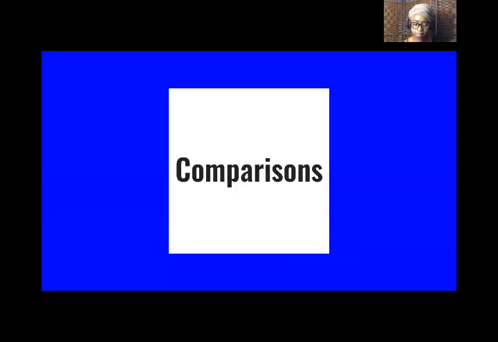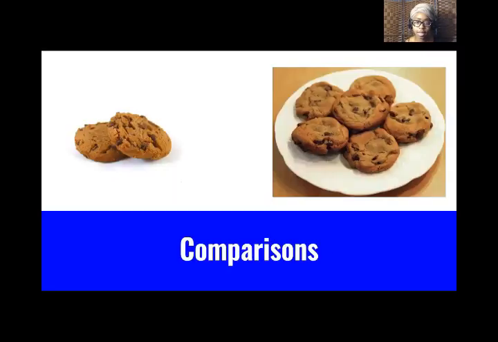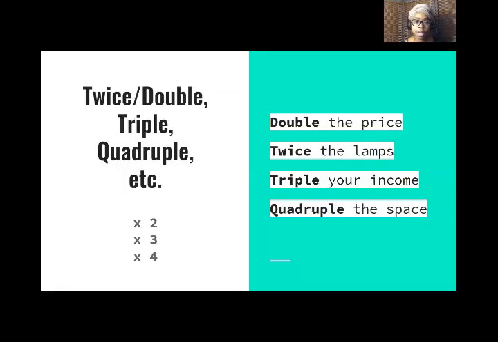Okay. Now we're moving on to comparisons. By the way, cookies is a going theme in this presentation, as you can tell. We have 2 cookies and we have 6 cookies. So we're comparing the two. Let's see what type of words come up for comparisons and multiplication. All right, so we have twice and double. That represents 2 times 2, right? So let's look at those examples.